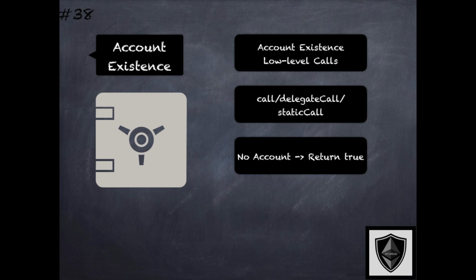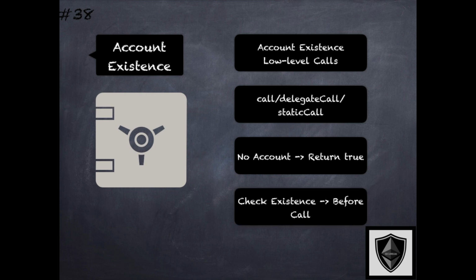So if the contract making such a call looked at the return value, saw it was true, and assumed that the target contract existed at the address that it called, and also assumed that the contract executed successfully, then that would be a faulty assumption. And this, as you can imagine, could have some serious implications to security. So the best practice here is that before making low-level calls to external contract addresses, one should check that those accounts do indeed exist at those addresses.